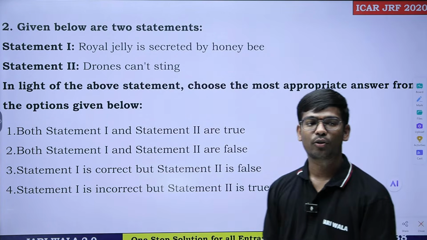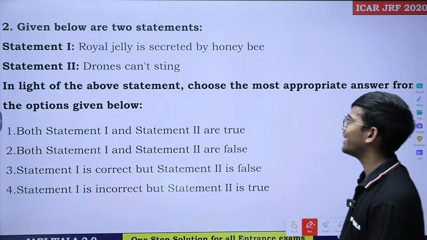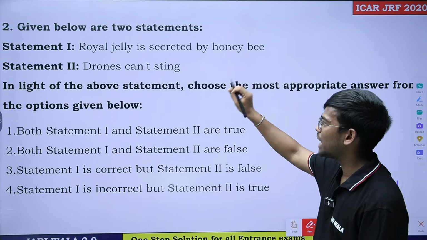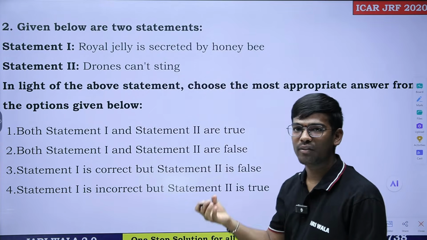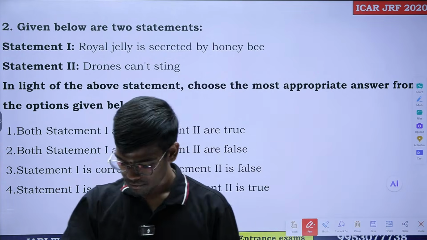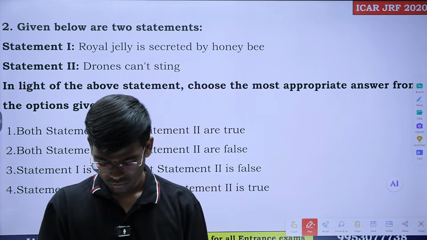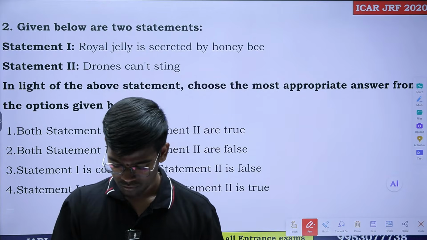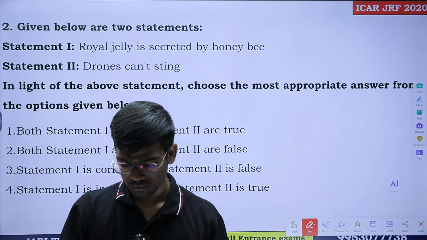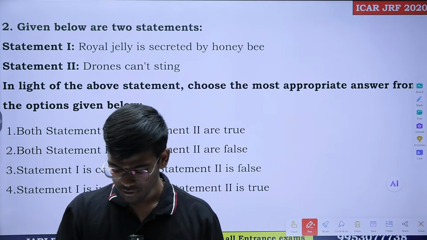And coming to the second question, we can see the two statements given below. Statement one is royal jelly is secreted by the honeybee. And statement two, drones can't sting. So first, coming to statement one, can anyone answer this? Yes, Chaya gave A.